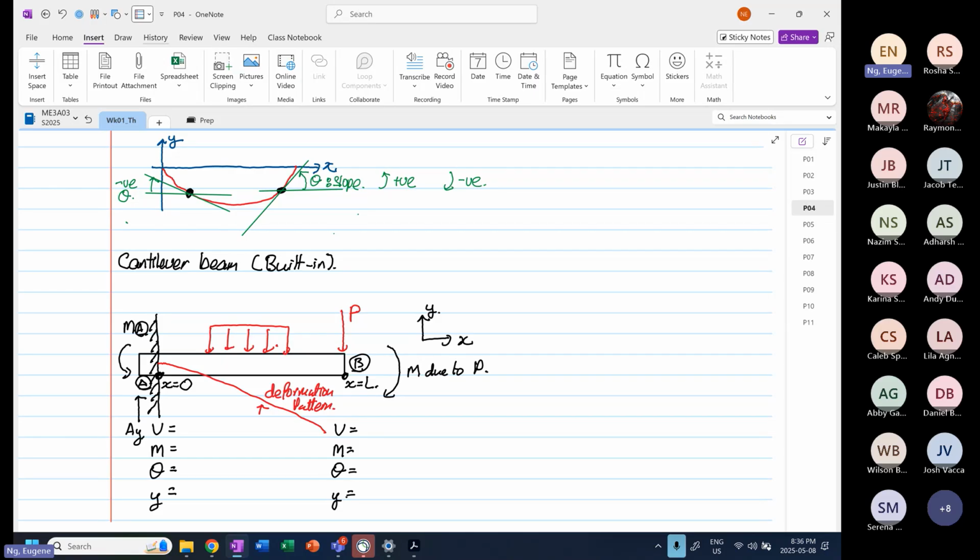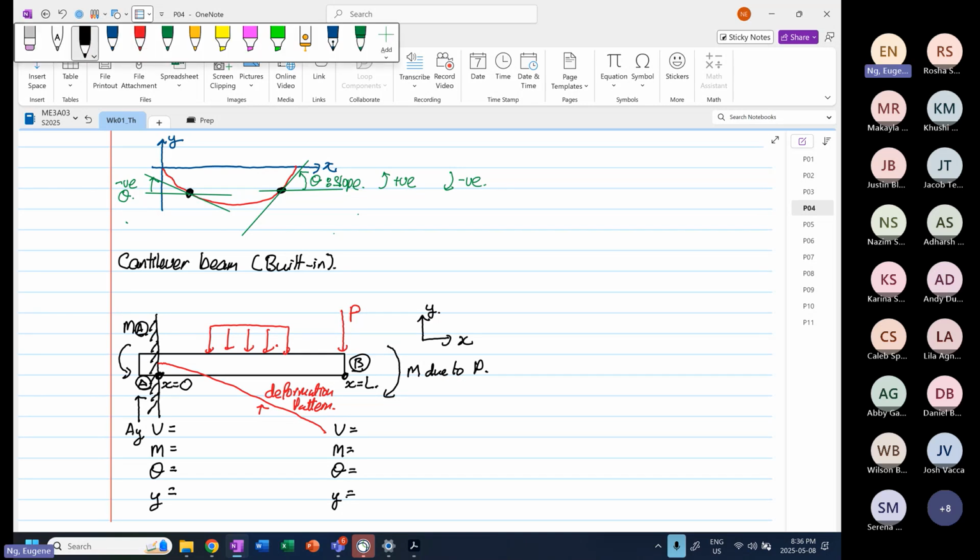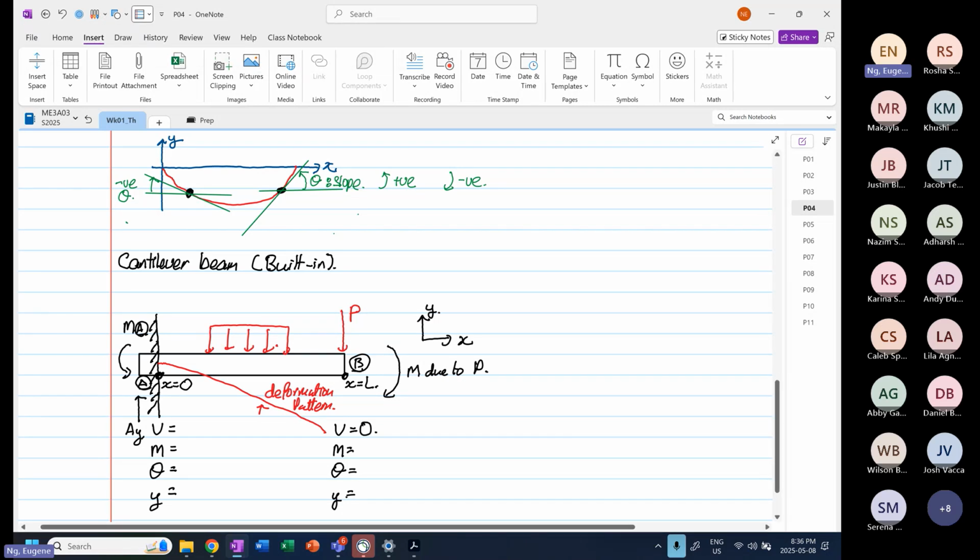So when x is equal to 0, what is the shear force, or what is V? We don't know. But when x is equal to L, we know that this is equal to 0. The next thing is moment. When x is equal to 0, we don't know the moment because we have a moment at point A. But when x is equal to L, the moment is equal to 0. And then the next thing is the slope: at x equal to 0, theta is equal to 0. When x is equal to L, we don't know.